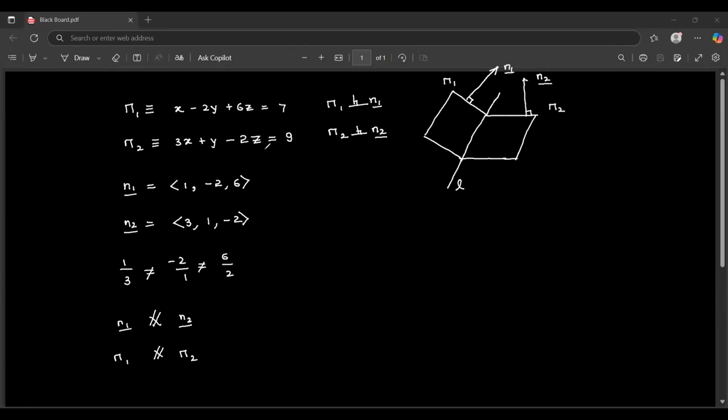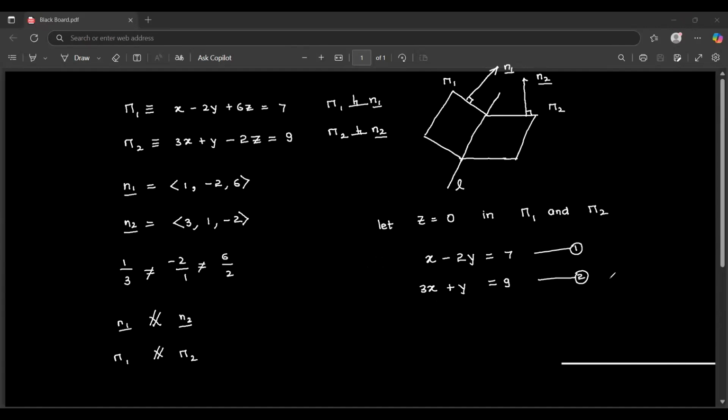We know π1 is given as x − 2y + 6z = 7. What I'm going to do is let z equal 0 in π1 and π2. Which means I can come up with two equations: x − 2y = 7, which is the first equation, then 3x + y = 9, which is the second equation. We can simply solve this by, here we have −2 and here we have 2.